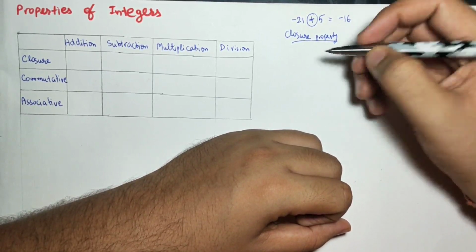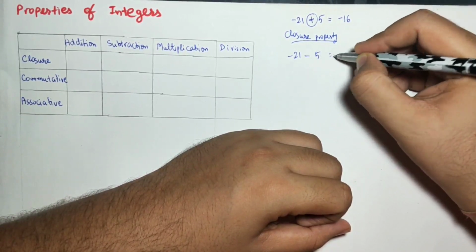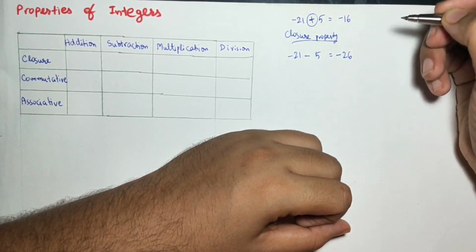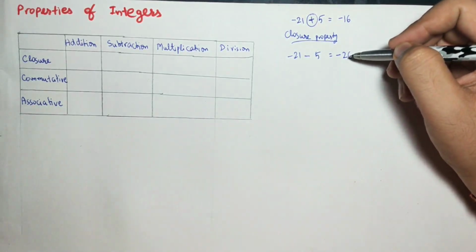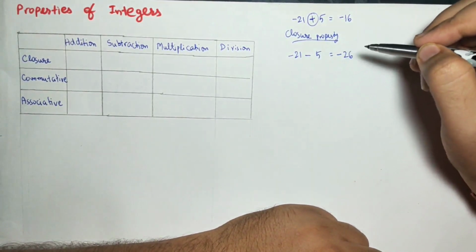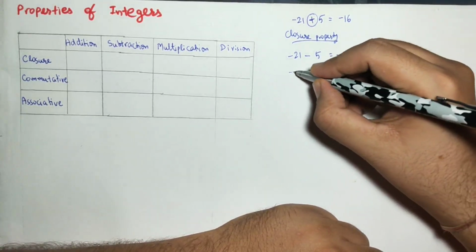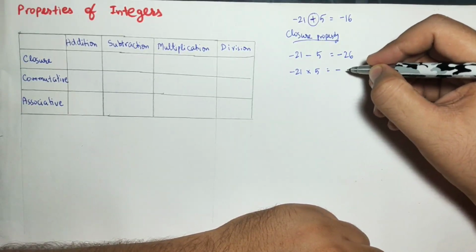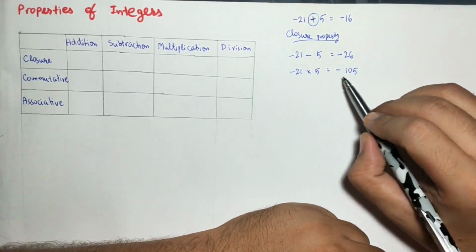Secondly, if I take the same integers, minus 21 and 5, and we subtract them, it will come minus 26. I have subtracted two integers and the answer is also an integer. So this is known as closure property over subtraction. And the same happens with multiplication. Minus 21 into 5 will be minus 105. If you multiply two integers, you are getting an integer.